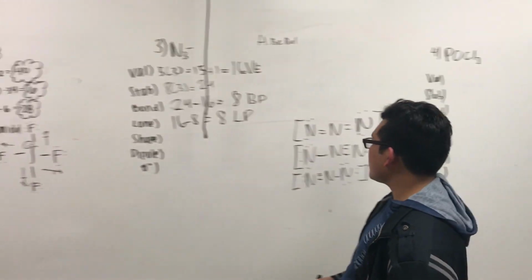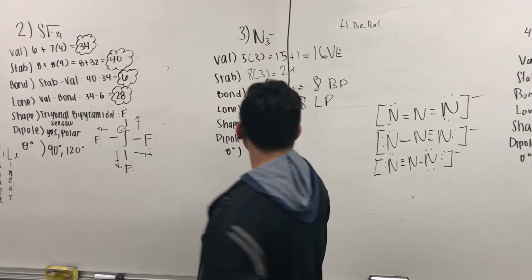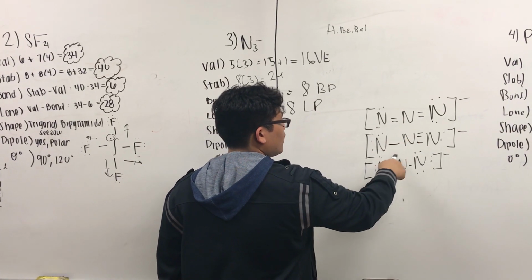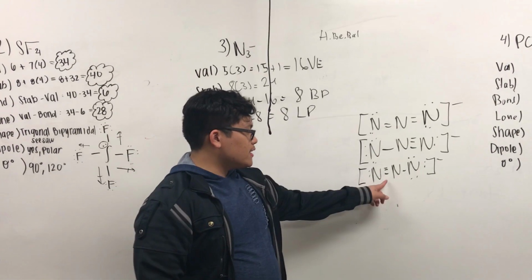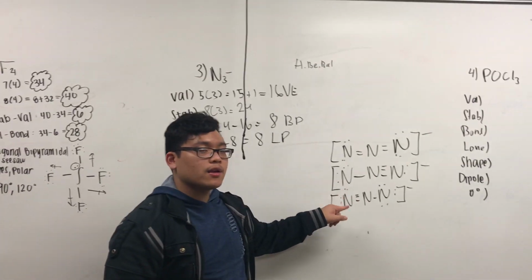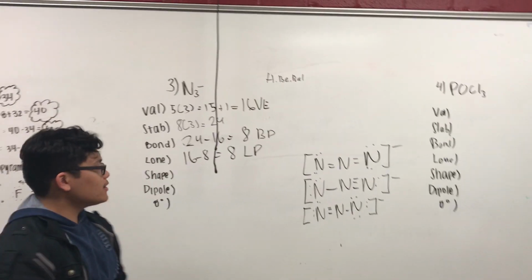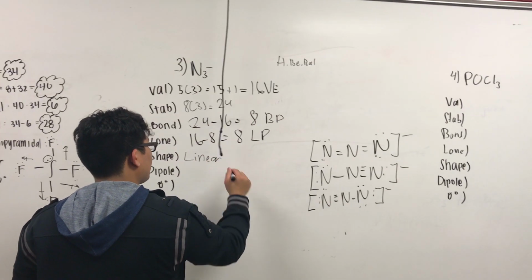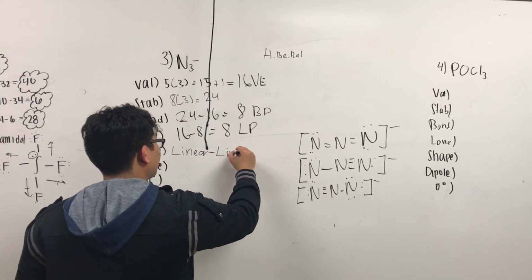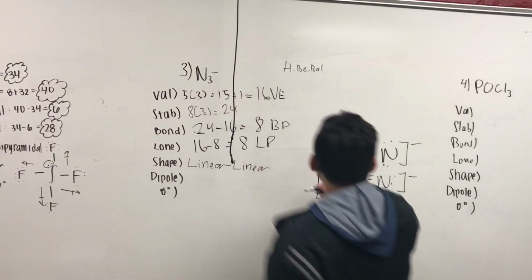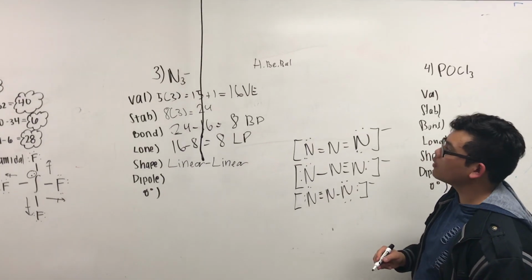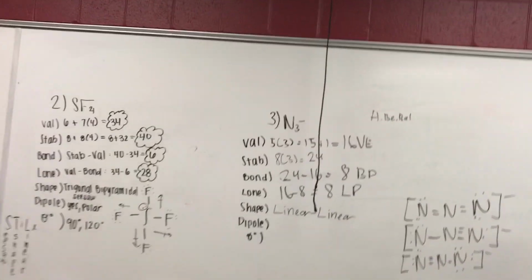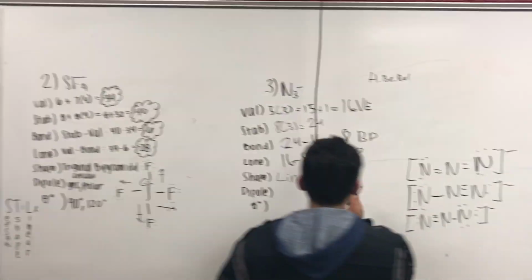And now we gotta find out the shape. How many electron pairs are there? 1, 2. Remember, this is one pair, not 3. 1, 2, 1, 2, 1, 2. And what's that called? Linear. How many lone pairs? None. Remember, you look at the central atom. On the central one, there's none. Perfect. So is it linear? Linear.